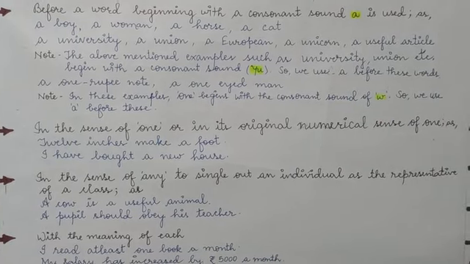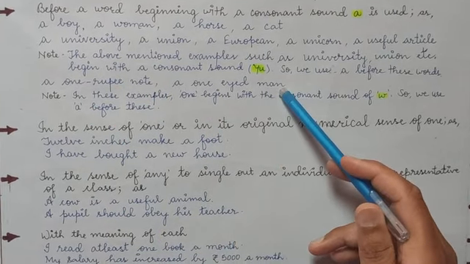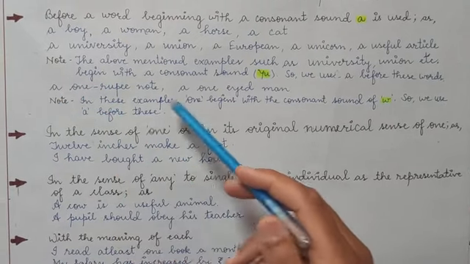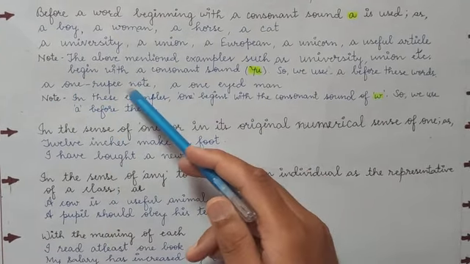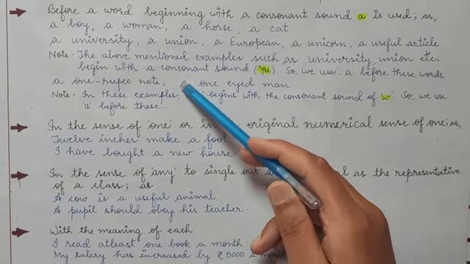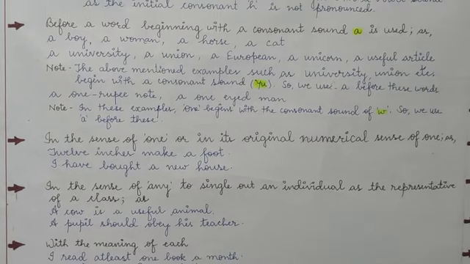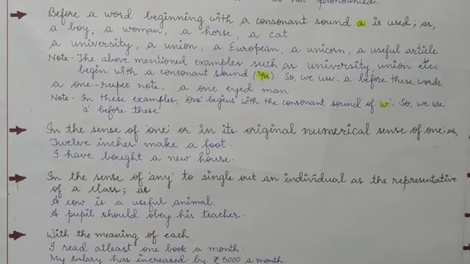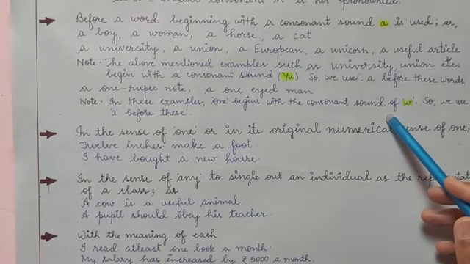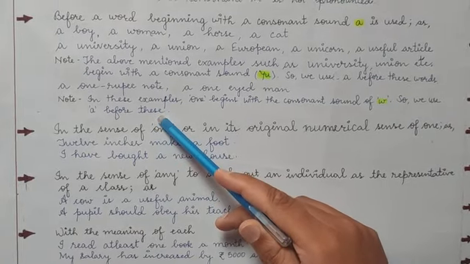Some more examples if we see. A one rupee note, a one-eyed man. Before these words we will use a here. Before one rupee note we will use a. Before one-eyed man we will use a. The reason is, if we talk about that particular word, one begins with the consonant sound. This is the reason we use a before these.